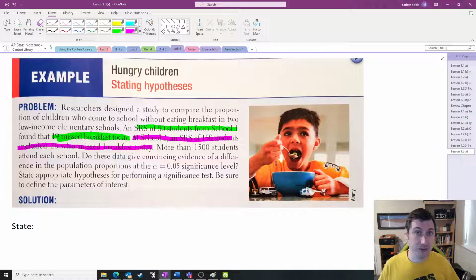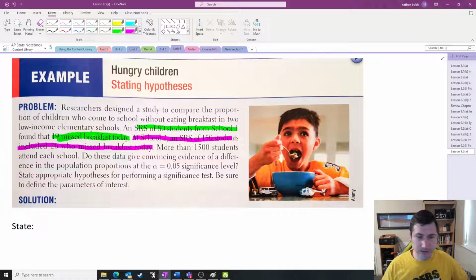This is going to be a two-sample z-test. Well, I guess it could be a two-sample z-interval. We don't know if we're doing a test yet, do we? So let's keep reading. More than 1,500 students attend each school. Do these data give convincing evidence of a difference in the population proportions at the alpha 0.05 significance level? Now we know this is a z-test, not a z-interval. We're doing a hypothesis test, not a confidence interval.